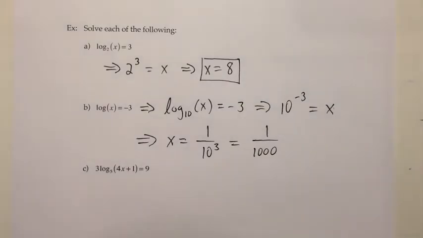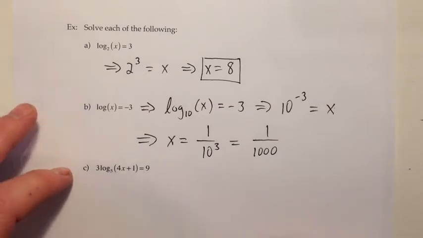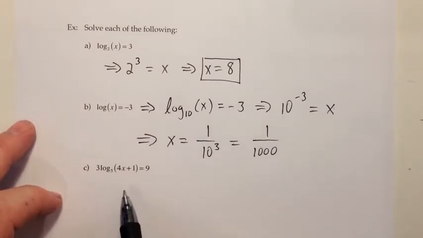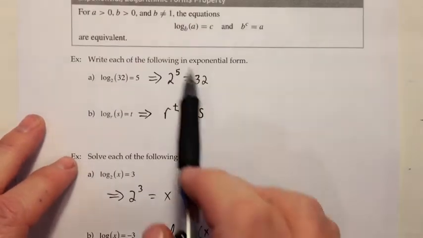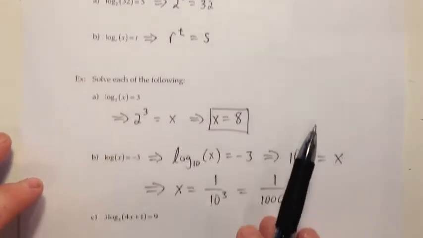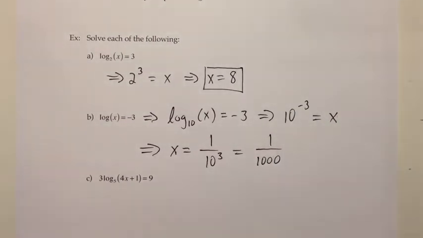Moving on to part C, let's look at another one. We have 3 times the log base 5 of 4x plus 1 equals 9. Now all of a sudden this is substantially messier than either of the two that came before. And I want to use that same property, but before I do that, if I look up here, it has to be just the log of something. There can't be a number out front. So this 3 that's out front is actually kind of getting in the way of me using that log property.